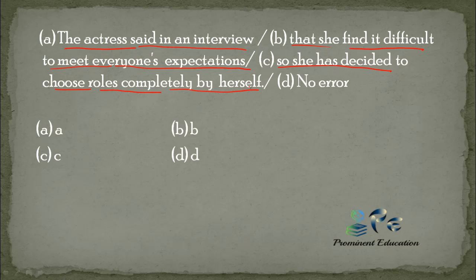Try to read the entire sentence once. Now let's locate the error. First we will locate the subject. "The actress said." Actress is the subject of your statement. Actress here is singular, so the helping verb that you will use would be singular. So now, "the actress said in an interview that she find it difficult to meet everyone's expectation."